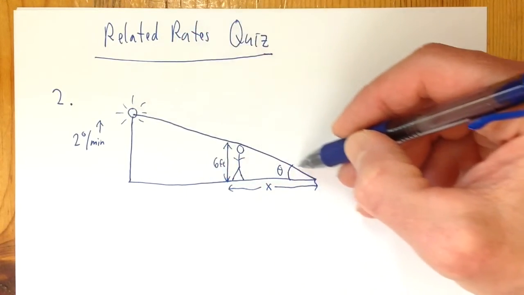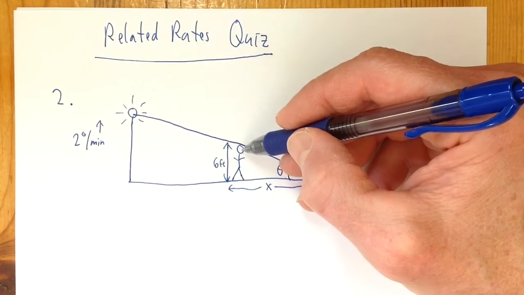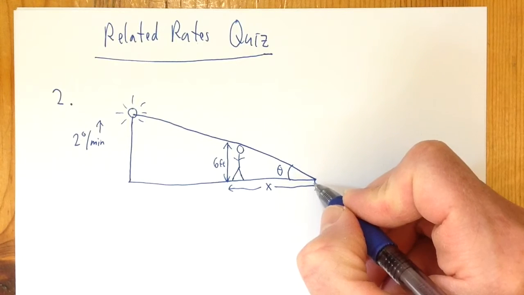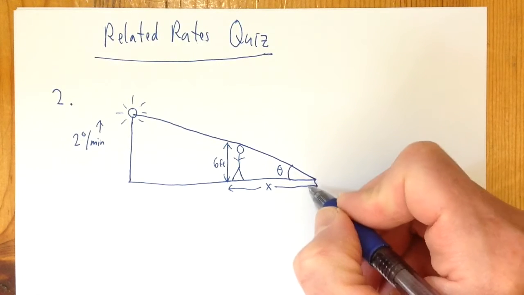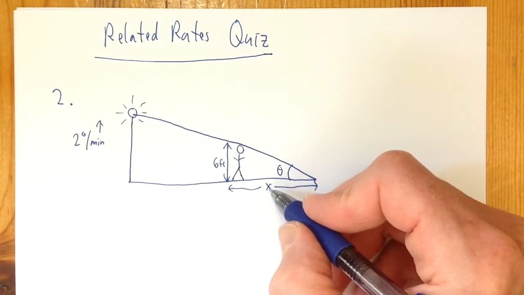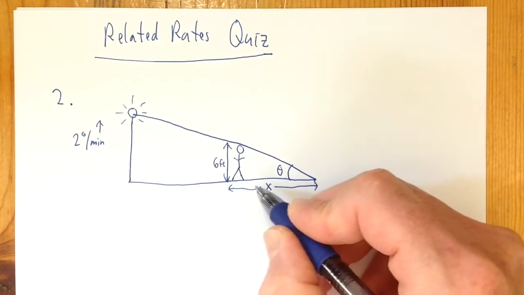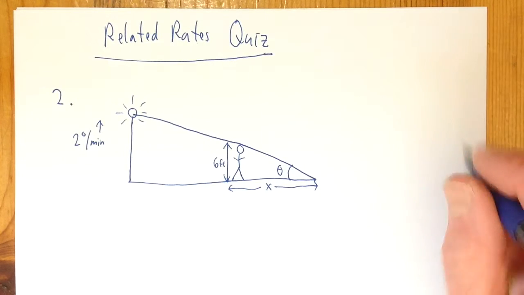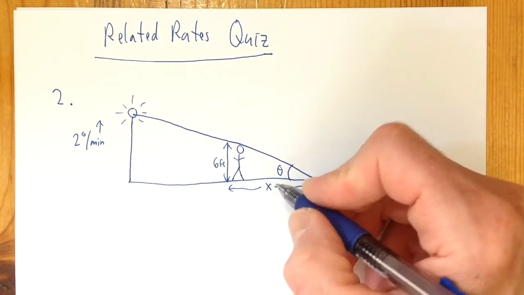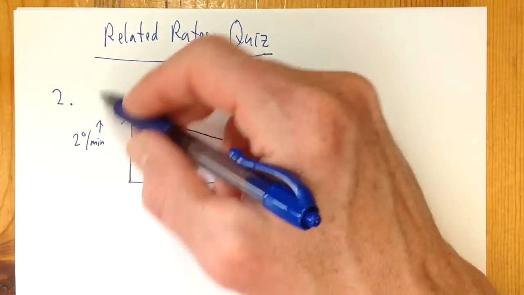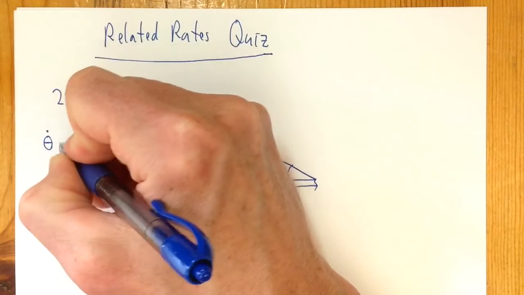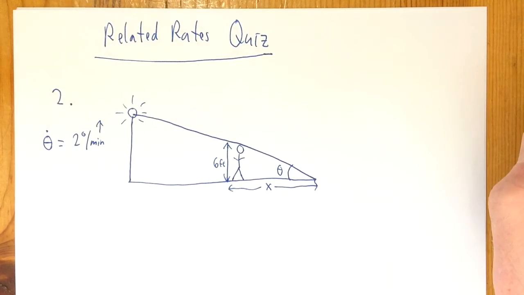So here's the person's shadow, and the shadow is obviously getting smaller, right? As the sun rises, your shadow gets smaller. So we want to know how fast the shadow is getting smaller, which means it should be a negative number when we get our answer. So I'm going to call x the length of the shadow from our 6-foot tall person to the vertex of our triangle there, and then theta, the angle. And we know that theta rises 2 degrees per minute, or theta dot equals 2 degrees per minute, which of course we have to change to radians.